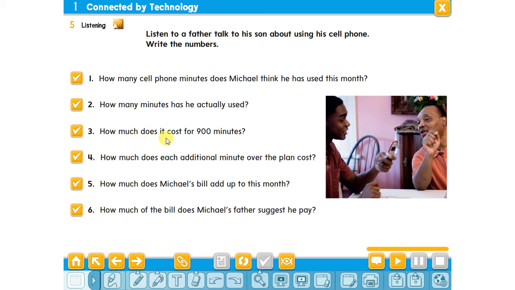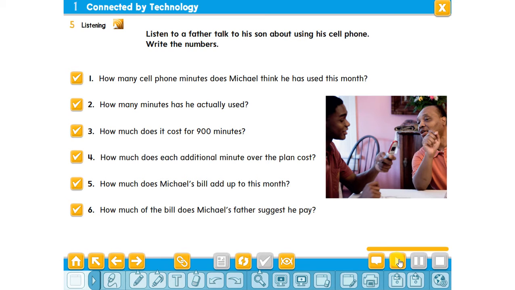How much does it cost for 900 minutes? How much does each additional minute over the plan cost? How much does Michael's bill add up to this month? How much of the bill does Michael's father suggest to pay? Okay, so all of these are numbers. You are going to write numbers here. I'll make you listen. Just listen carefully and try to put the answers. Only numbers, okay?